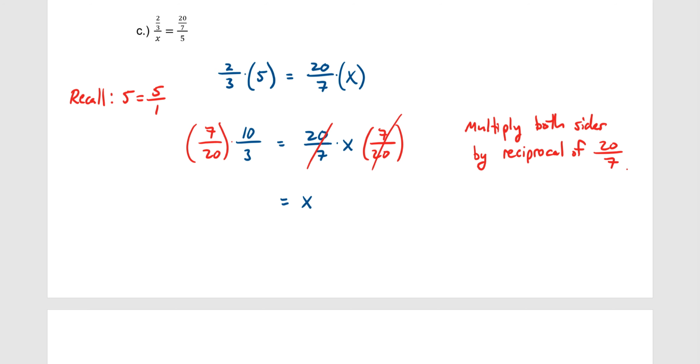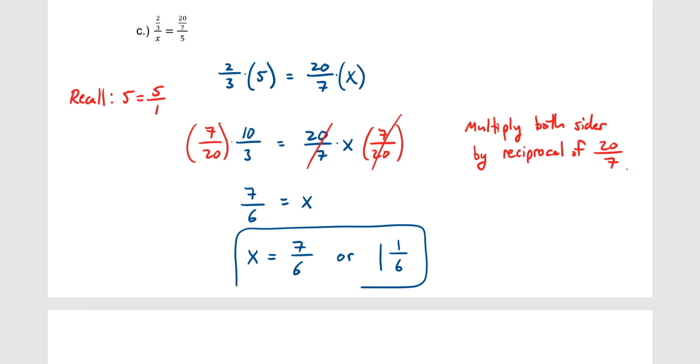On the left-hand side, 7 over 20 times 10 over 3, we end up getting 7 over 6. So obviously I skipped that step here, so we get x equals 7 over 6, or as a mixed number, that's 1 and 1/6. So a little bit messier, but just remember that technique for that one because that's pretty helpful.